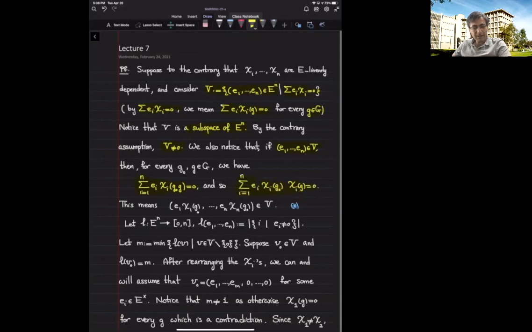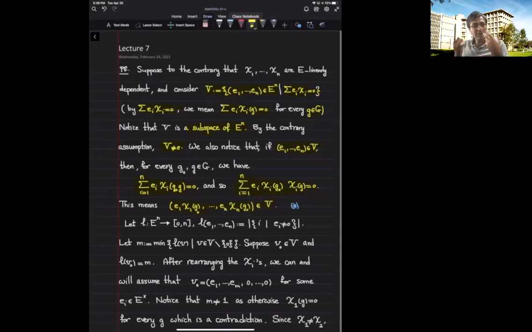Now, all of a sudden, I get a new linear combination of chi_i's. This time, I am multiplying chi_i by this constant, which is still inside E, and I'm adding them up. No matter what g I plug in, I end up getting 0. So this means that these e_i chi_i(g_0) give me a new vector inside the vector space V. So (e_1 chi_1(g_0), e_2 chi_2(g_0), ..., e_n chi_n(g_0)), this vector also belongs to the vector space V.